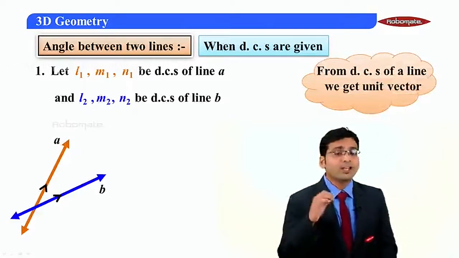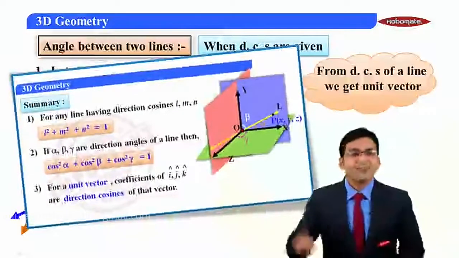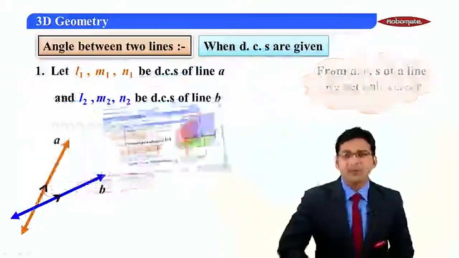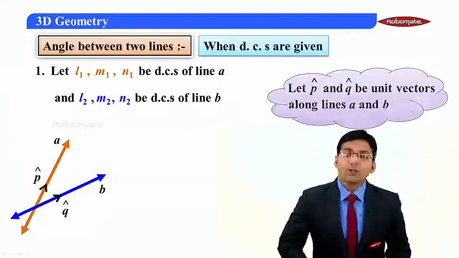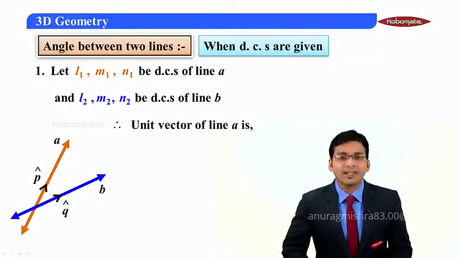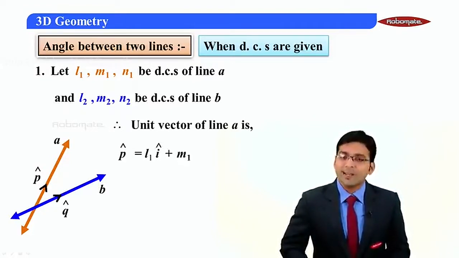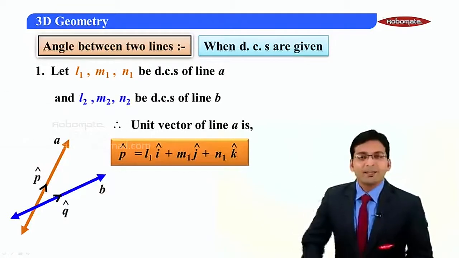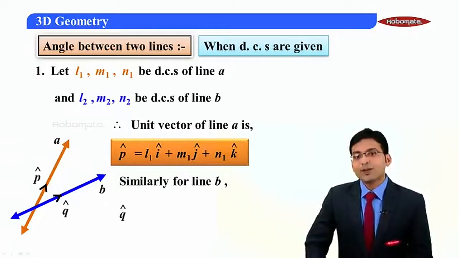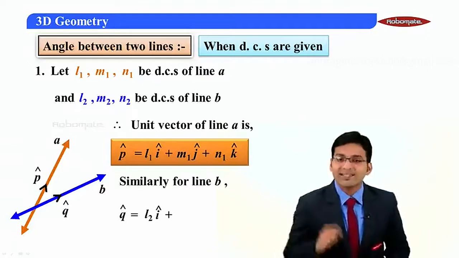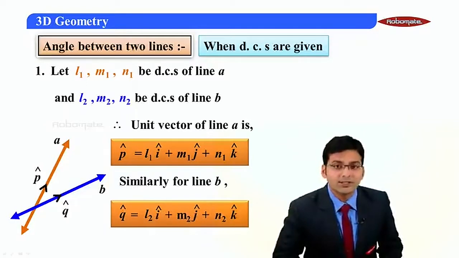Fine. So from the direction cosines of a line, we can get a unit vector along that line. Do we know this? Yes, we have seen this in the previous module. So let us assume that P cap and Q cap are unit vectors along both the lines. So if I need the unit vector along the first line, that is line A, we say P cap is equal to L1 I cap plus M1 J cap plus N1 K cap. Remember, L1, M1, N1 are direction cosines. Similarly, we can get for line B, Q cap is L2 I cap plus M2 J cap plus N2 K cap. So now we have two unit vectors along the lines, right students?